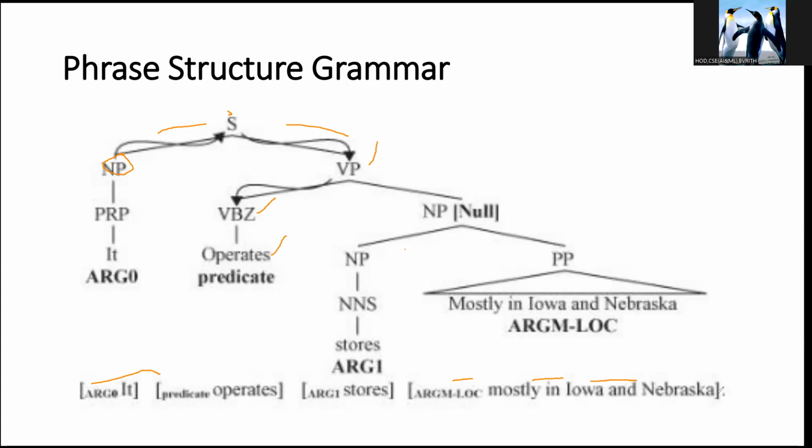So it can be given as, it is the argument 0, operates is the predicate, and stores is the argument 1, and mostly in the two city names. So this is related to the argument LOC. So this part of a word gives us our phrase structure for grammar.